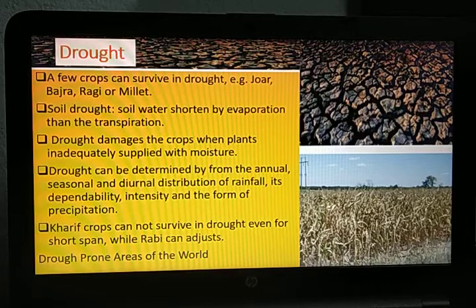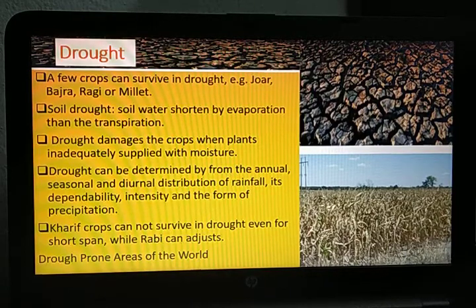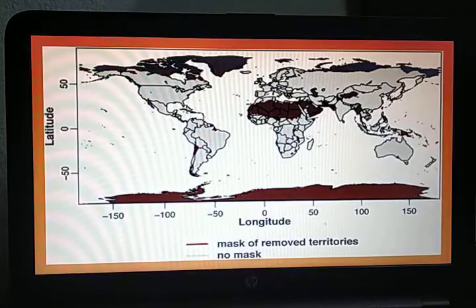Kharif crops cannot survive in drought even for a short span, because Kharif crops are cultivated in the rainy season, while Rabi can adjust to a simple or short period of drought. Drought-prone areas of the world are listed here.